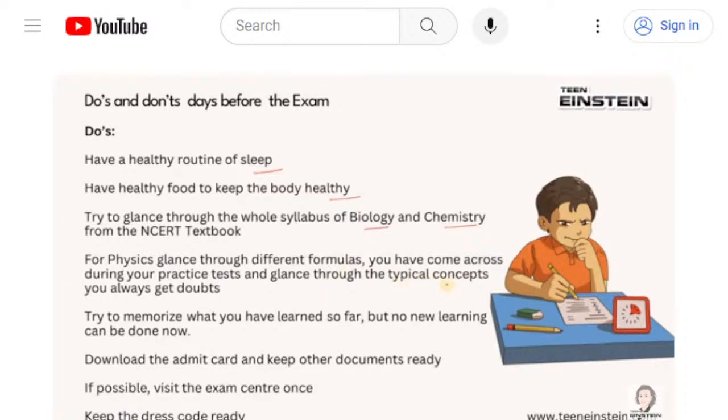In case you have some typical concepts about which you always had some doubt, glance through those. It is better if you can glance through the chapter summaries from the NCERT textbook and try to remember all the information you have gathered so far. But I strongly suggest you not to learn anything new during this time, because that will increase the burden on your brain and you cannot retain that information unless you revise it. So this is about the study.